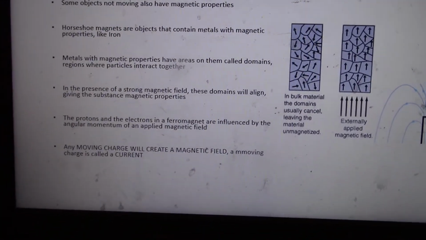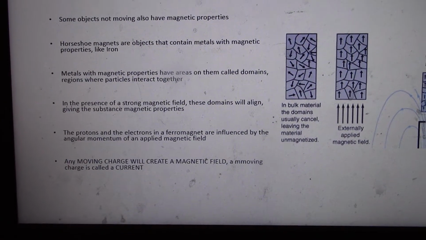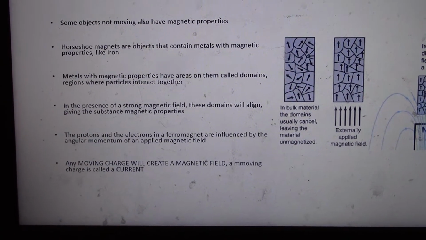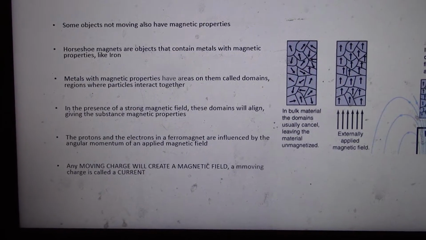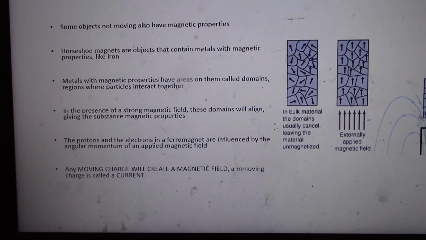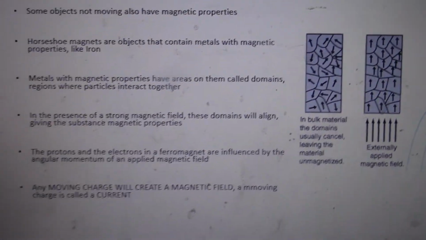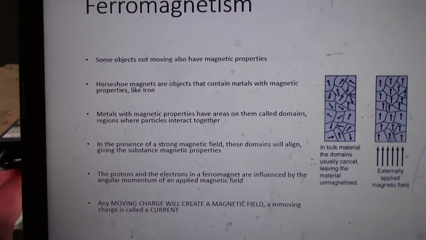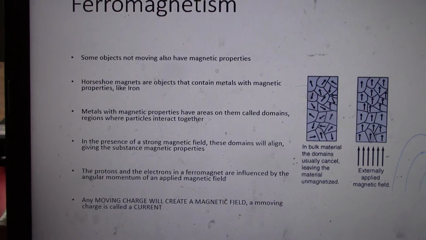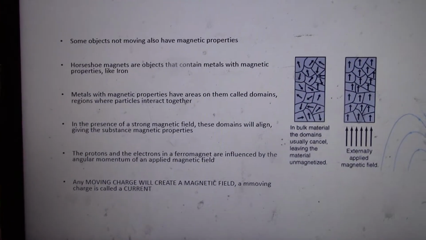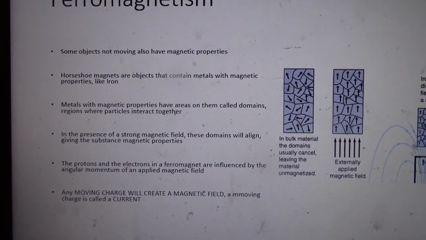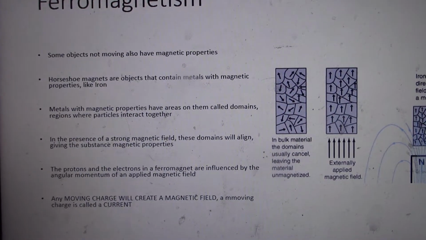Okay? So the domains align, and the protons and electrons in a ferromagnet are influenced by the angular momentum of the applied magnetic field. You can move the molecules within the ferromagnet to be oriented in the same direction, and that will create magnetism. So moving charge can create magnetism. Moving charge is called current, right?